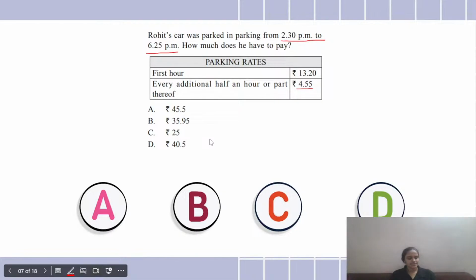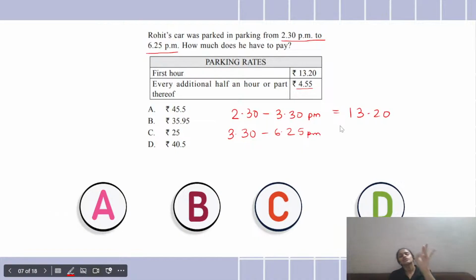Okay, I'm waiting for the answers quickly. Okay, so once again, Banishika has replied saying option D is the correct answer. All right, so let's see whether she has given the correct answer or not. From 2:30, the first hour, that is from 2:30 to 3:30 p.m., he paid rupees 13.20. Now after that, every half an hour, so from 3:30 to 6:25, how many half hours does that give me?